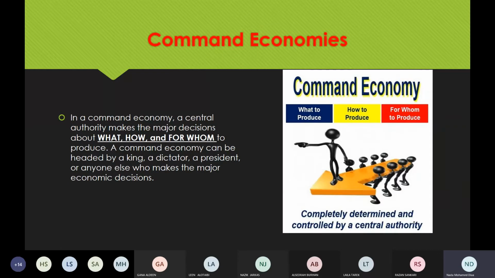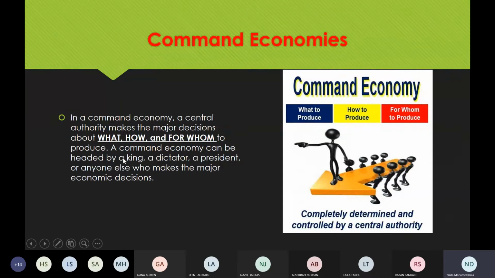Command economy is when the government, so traditional society, command economy is when the government decides to do everything. The government decides what to produce, how to produce, for whom to produce. In a command economy, we can have a tyranny, a dictator, someone who kills anyone who opposes his opinion. The individuals in the society are just following the rules. The government decides what to produce, how to produce, and for whom to produce.